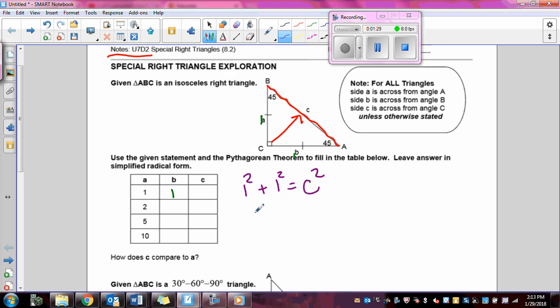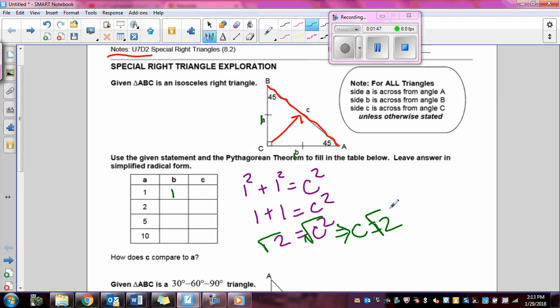1 squared is 1, 1 squared is 1. 1 plus 1 is 2. To get rid of my squared, I've got to take the square root, so I have the square root of 2. And I'm just going to leave it like that. C equals the square root of 2. I'm going to leave it like that. 1, 1, square root of 2. And we're going to explore and do the rest.